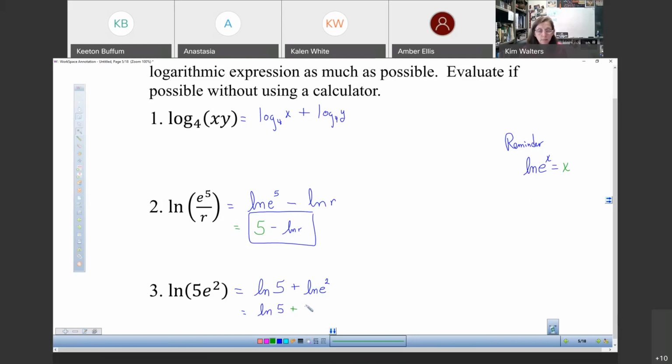Yep. Okay. All right. Plus 2. The natural log of e to the second power is 2. Questions?